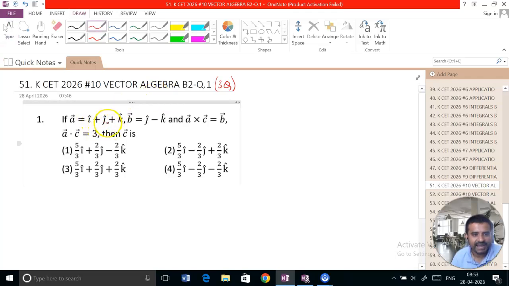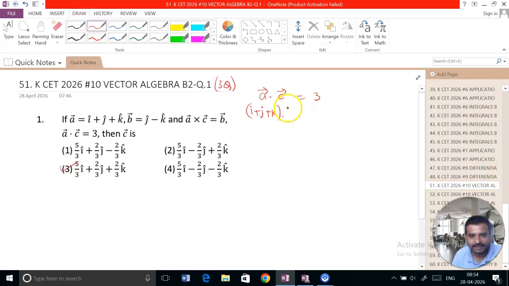Here they gave A as i plus j plus k and B as j minus k. A cross C is equal to vector B and A dot C is equal to 3. Then we have to find out the vector C. Here, compared to cross product, dot product will be easy. So from the given data, A dot C will be 3. You know what A is from the given data, that is i plus j plus k, correct? So the dot product of A with the following options, that is C, should give 3. So that should satisfy option 3.